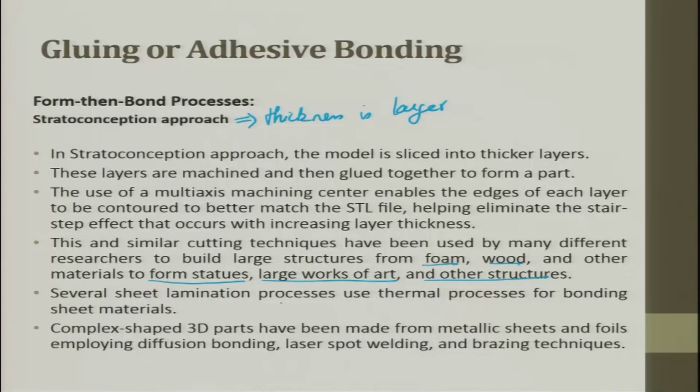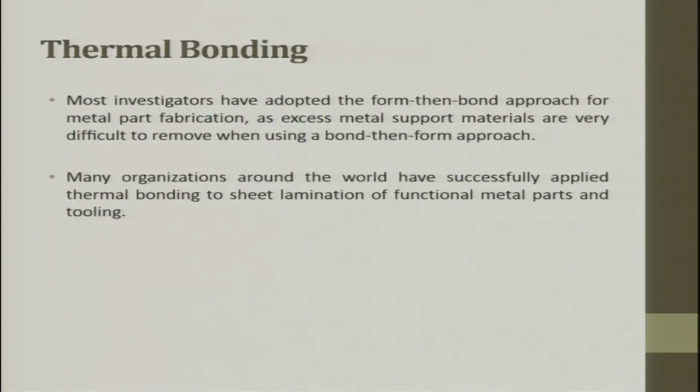Several sheet lamination processes use thermal processes for bonding sheet material. Complex shaped 3D parts have been made from metallic sheets and foils employing diffusion bonding, laser spot welding and brazing techniques. Most investigators have adopted the form then bond approach for metal part fabrication, as excess metal support materials are very difficult to remove when using a bond then form approach.